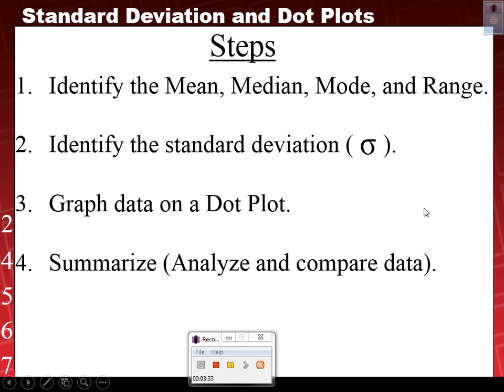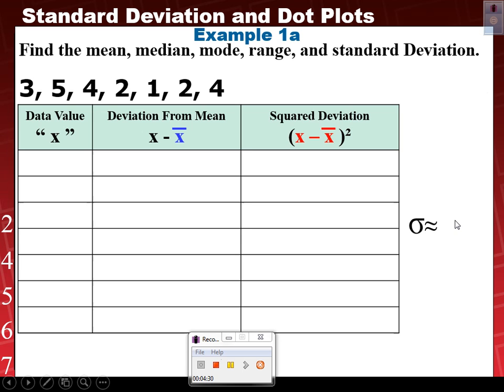All right, so your attention, please. Copy this next example. If it fits, those of you that have small font, you can fit it under the steps. Copy this one, example 1A. And those of you that don't, copy this one in the back of your notes. Example 1A, it says find the mean, median, mode, and range, and standard deviation. And they give us 3, 5, 4, 2, 1, 2, 4, and the table. So copy everything up to the table and the standard deviation symbol, and then we're going to do this one together. Okay? Copy that. I'll give you 1 minute. Go.